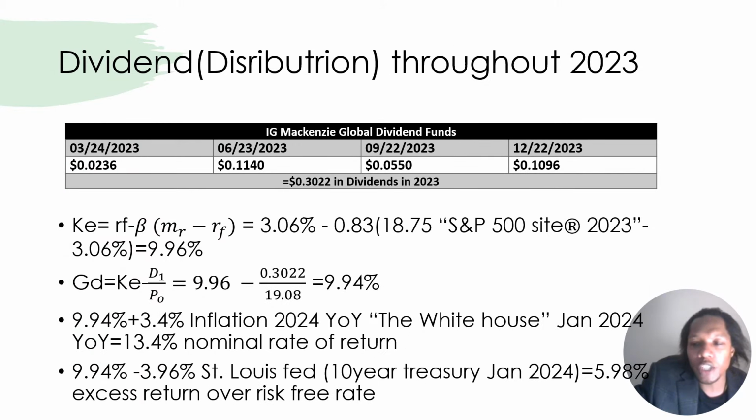The cost of equity is 9.96%. The growth of this mutual fund is 9.94%. The nominal rate of return for the US is 13.4% and 5.98% excess rate of return over the risk-free rate.